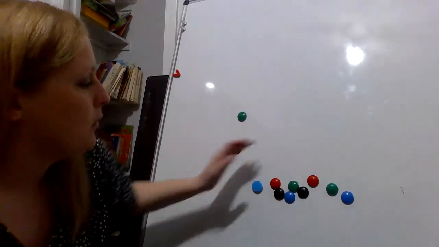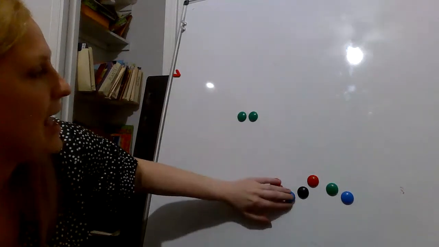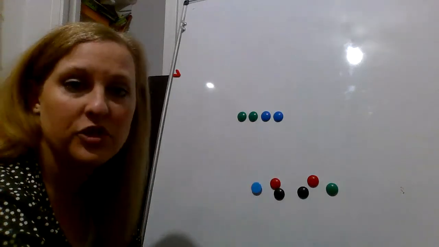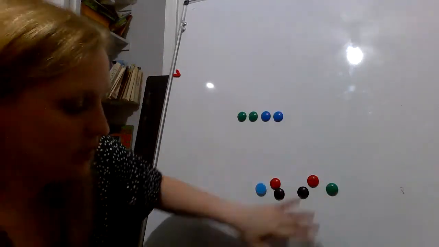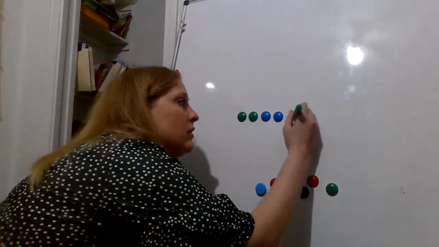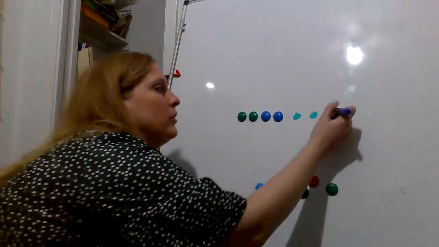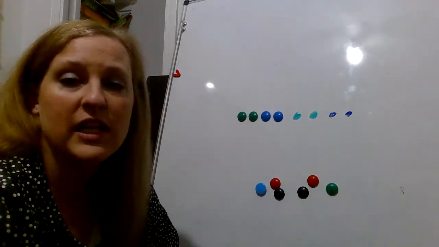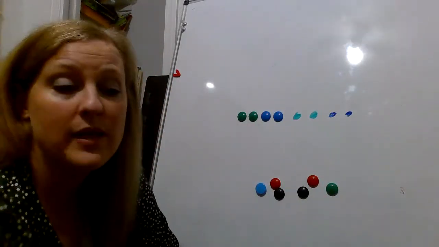The other one that we worked on this year is A, B, B, which we just did with black and red, but green, green, blue, blue. Then you'd have to have another two greens, green, green, and another two blues, blue, blue, on and on. You can keep repeating that because it's a pattern and it just repeats.